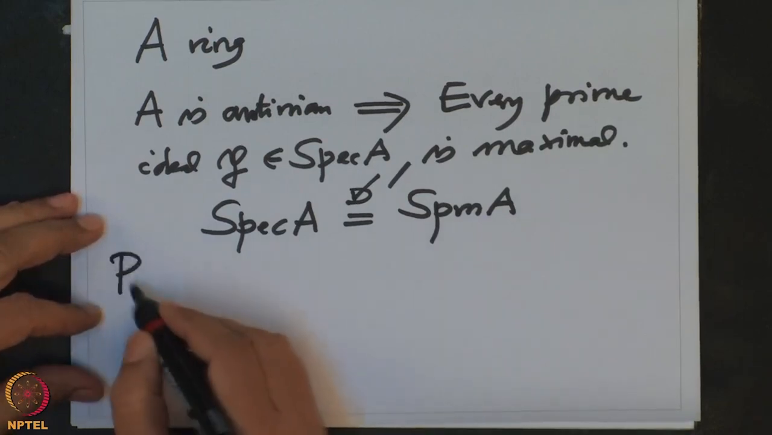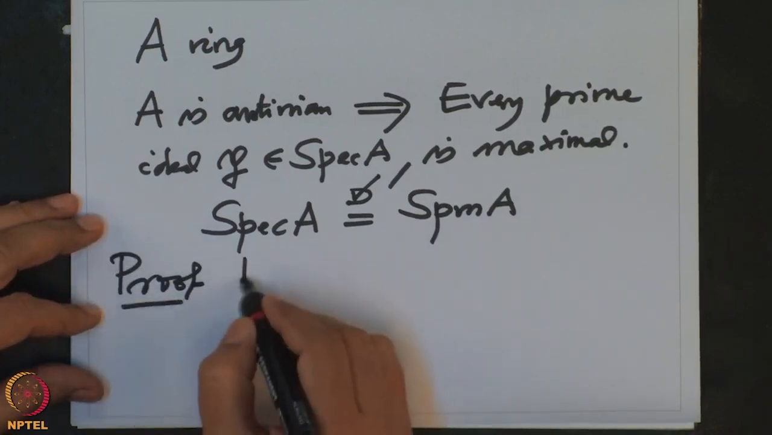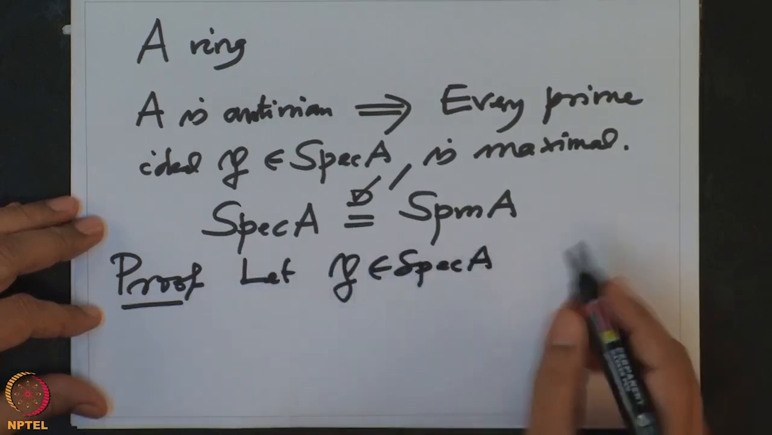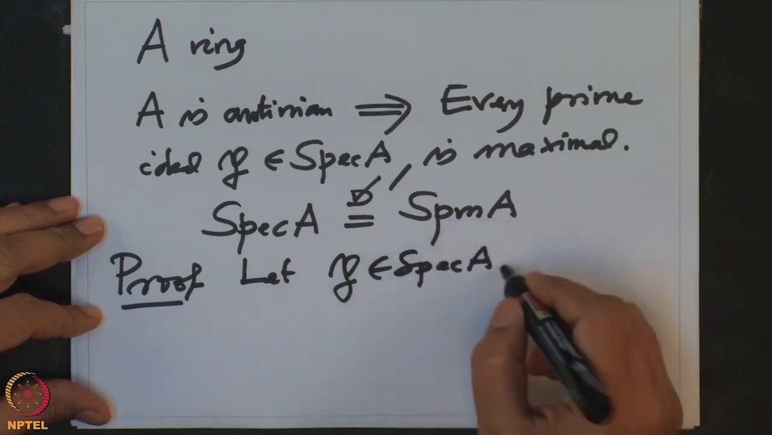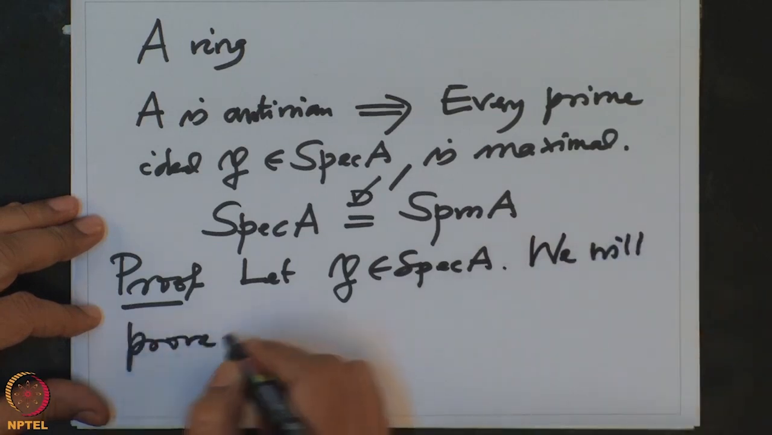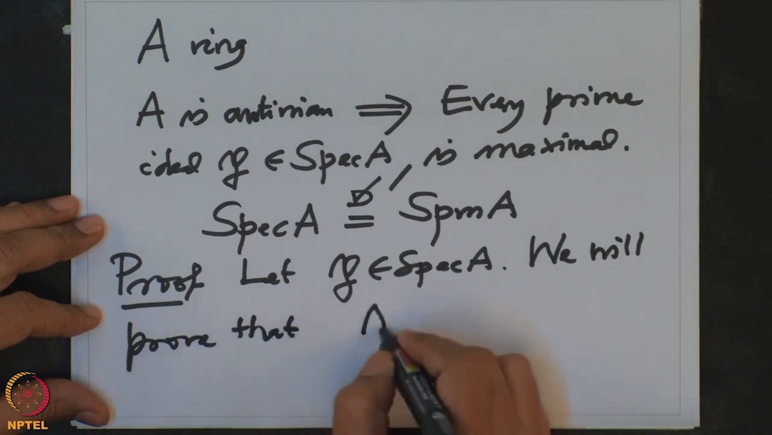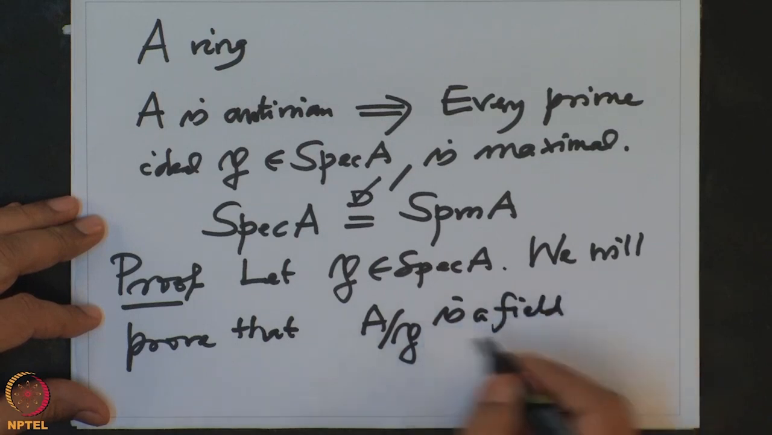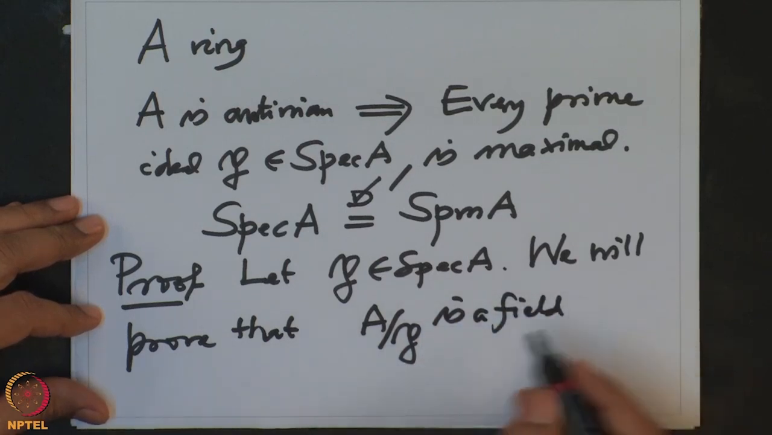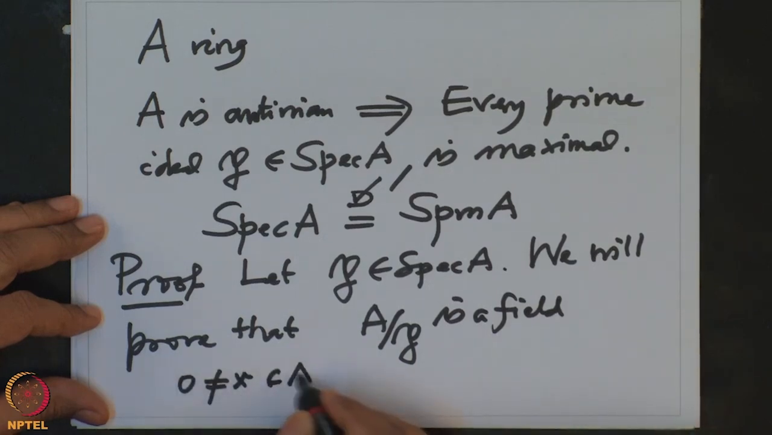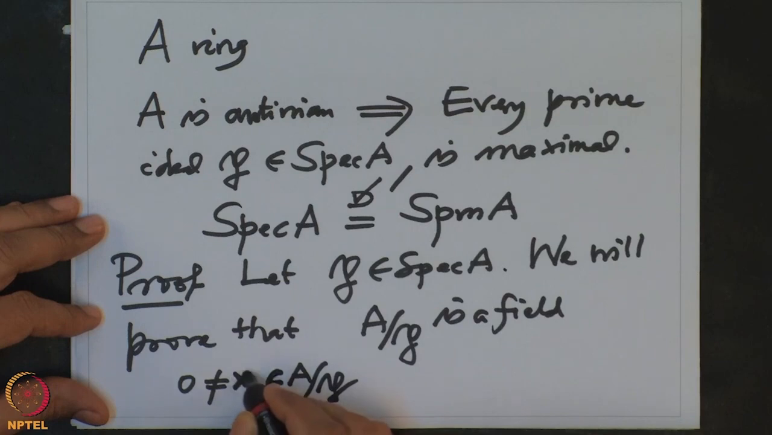So proof. Let P be a prime ideal, and to prove P is maximal, we will prove that A by P is a field. That is the only way to prove some ideal is maximal. So to prove it is a field, we have to prove that every non-zero element there has an inverse. So start with a non-zero element in A by P, call it x. I want to prove that x has an inverse.